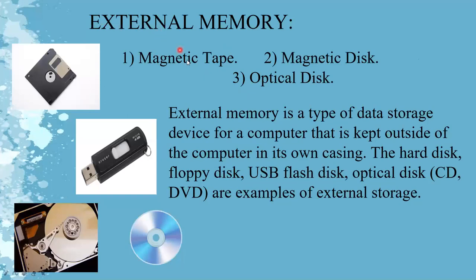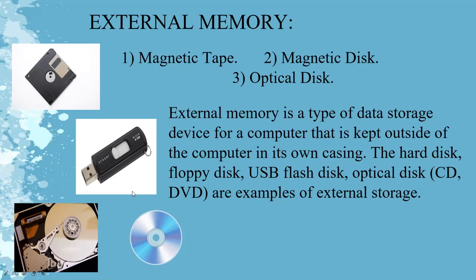Now we come to the external memory. You can see the pictures here. The external memory: magnetic disk, magnetic tape, optical disk. External memory is a type of data storage device for a computer that is kept outside the computer in its own casing. If I'm talking about the USB, the floppy disk, the CD, it has its own casing. It does not insert inside the computer. It is from the outside the computer, and after using it, we can remove it. But internal memory, we cannot remove it. External memory, we can remove after use.